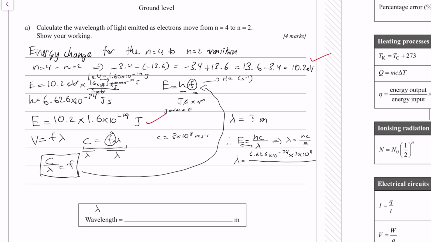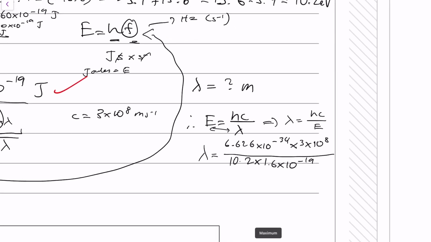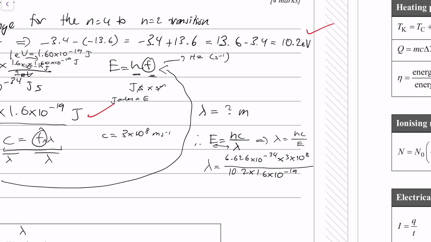So the energy we found was this value right here, 10.2 times 1.6 times 10 to the negative 19. Okay, and I'm going to plug this in my calculator now. Making sure you really get the correct numbers, okay? Making sure you have your negatives correct as well. Being very careful. Okay, and you should get a value of approximately 1.22 times 10 to the negative 7 meters for the wavelength.